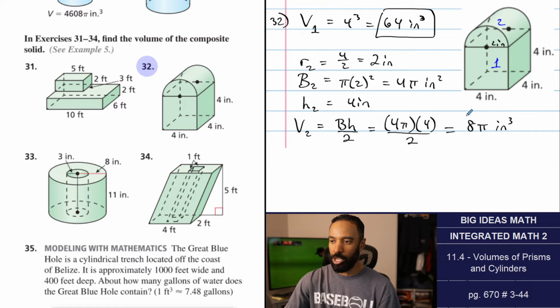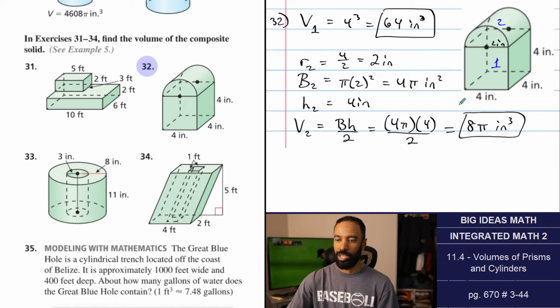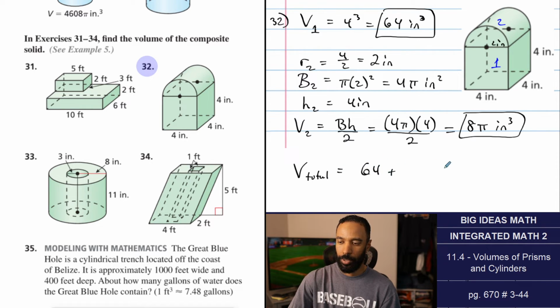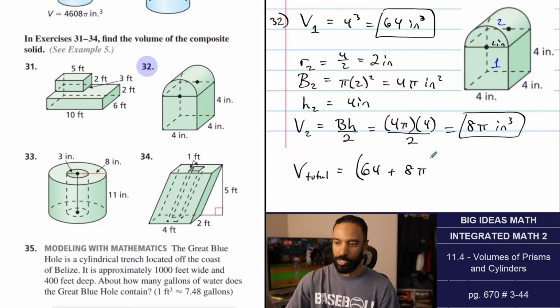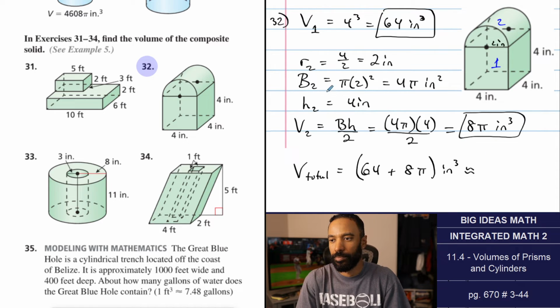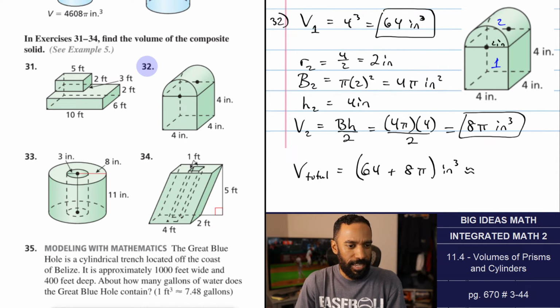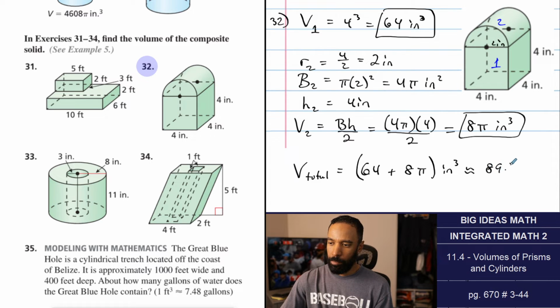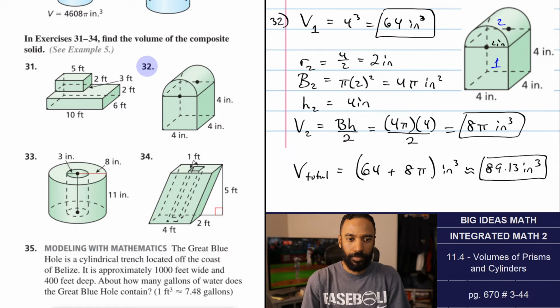So we have 64 cubic inches and 8 pi cubic inches. The volume of the total should be the sum of those two: 64 plus 8 pi cubic inches. When rounded, probably somewhere around 90. So 64 plus 8 pi is 89.13 cubic inches. Okay.